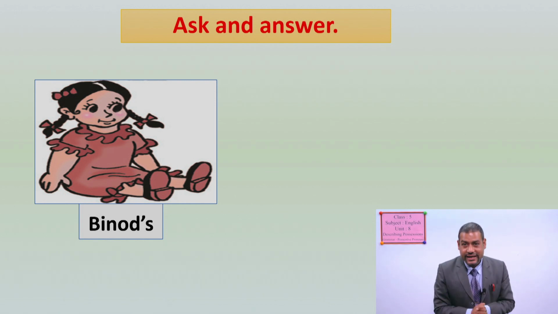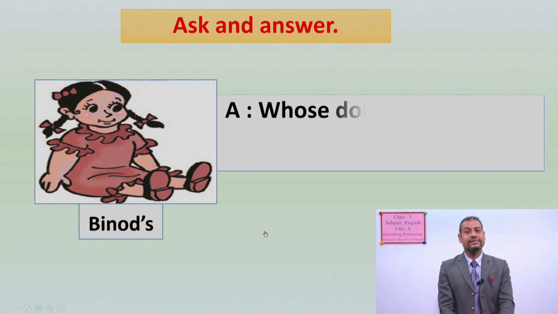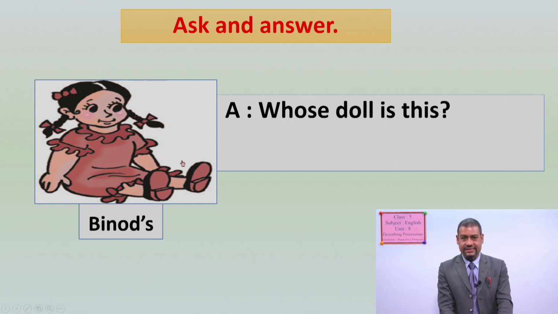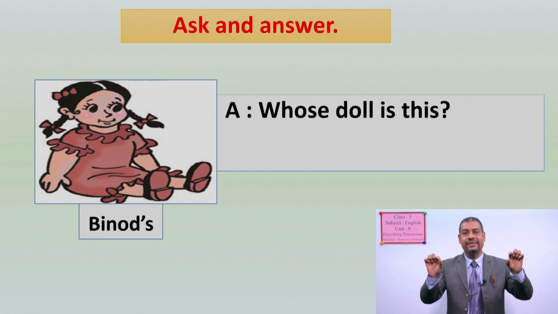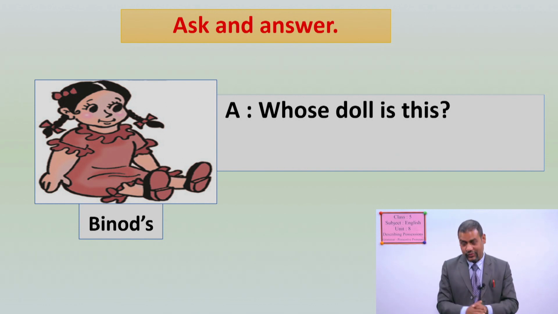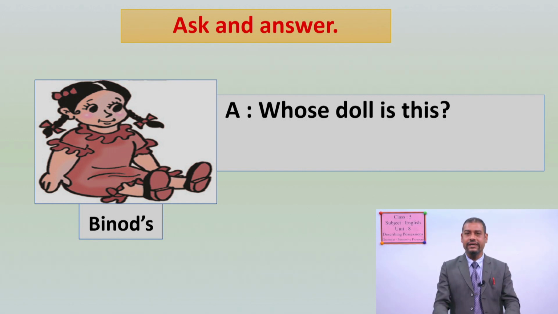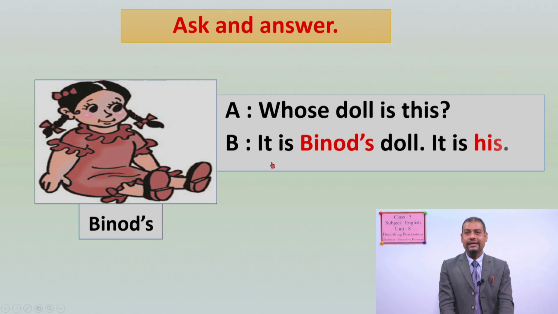Well, what did you write, my students? Good. Now you can check. You might have written, see, whose doll is this? This is a doll, okay? Whose doll is this? Now you have to again write down its answer. Please try it. Have you finished writing? Well, now you can see. Your answer should be like this. It is Binod's doll. It is his.